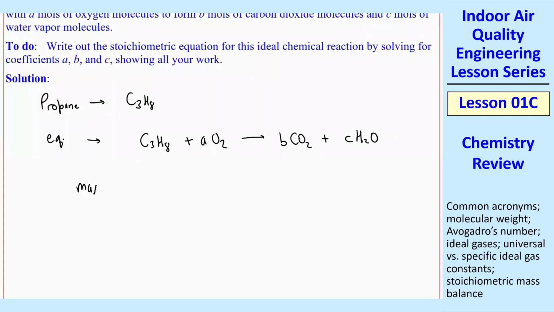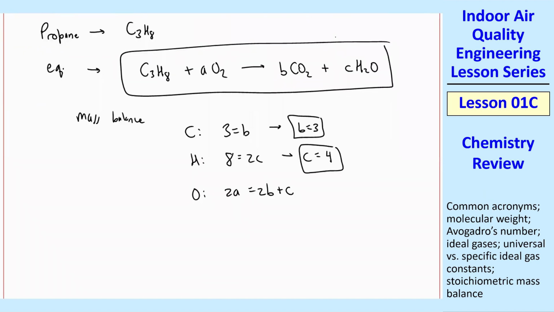And now we do the mass balance. This is our chemical equation. We just need to find A, B, and C. So doing this mass balance for carbon, I have 3 equals B, and you can see that from here, 3 C's there, and then a B, C there. So B equals 3. H, 8 on the left, and there's 2 times C on the right. So C equals 4. And then for O, we have 2 A's, we have 2 B's, and we have 1 C, so you can write it out that way.